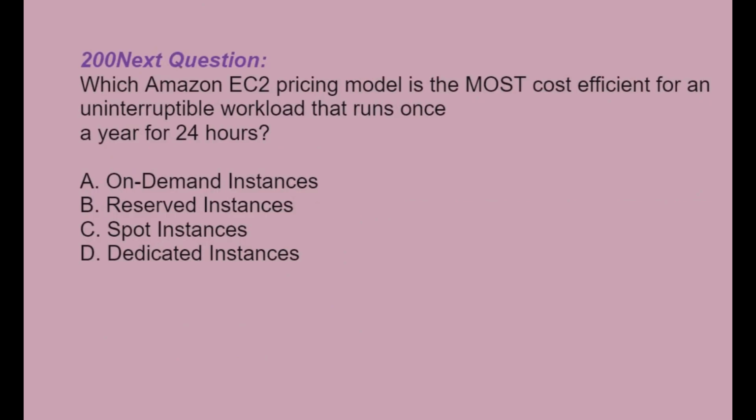Question is, which Amazon EC2 pricing model is the most cost efficient for an uninterruptible workload that runs once a year for 24 hours? Option A. On-demand instances. Option B. Reserved instances. Option C. Spot instances. Option D. Dedicated instances. Correct answer is option A.